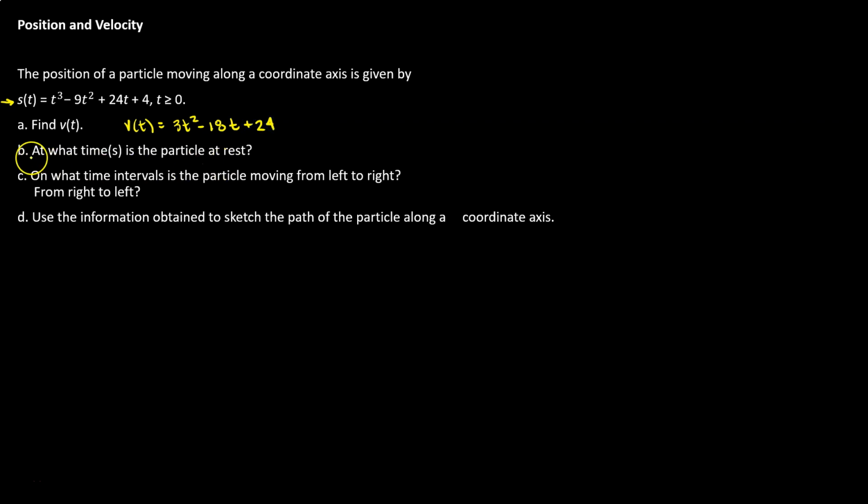And then part B asks us, what time, or multiple times, is the particle at rest? If the particle is at rest, then it must have 0 velocity. If the velocity is 0, then we can set our velocity function equal to 0 and solve for t. I notice that all 3 of these terms are a factor of 3, so let's factor that out and divide it off.